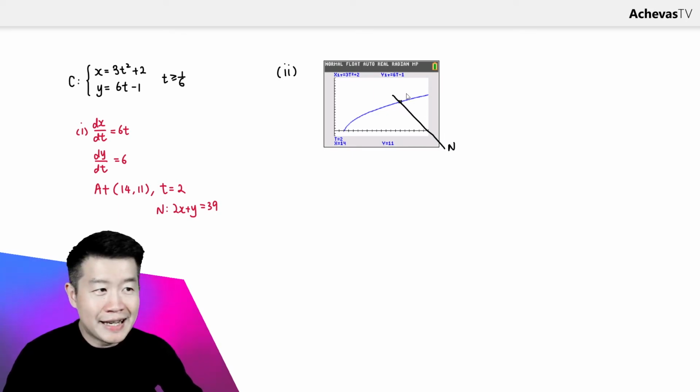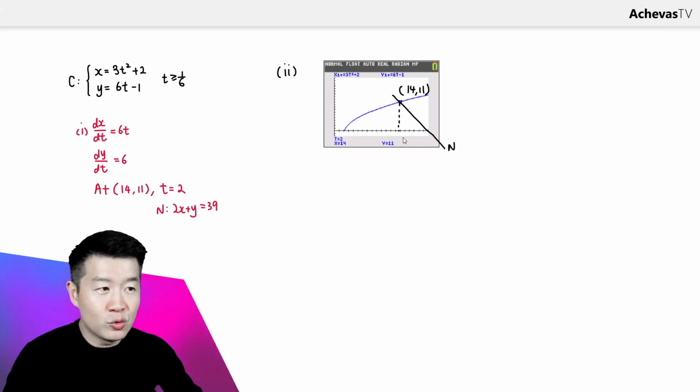And you may notice that this line N is not exactly visually perpendicular to the tangent at this point. And that is because the vertical and the horizontal scales are different. But it is definitely a normal to the curve at the point (14, 11). So this is the area that we are looking at, and this has a coordinate of (14, 11). So we're going to break up this area into two parts. First is going to be this region here, and then it's going to be this region.